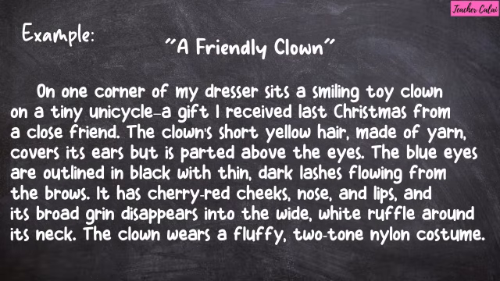On one corner of my dresser sits a smiling toy clown on a tiny unicycle, a gift I received last Christmas from a close friend. The clown's short yellow hair made of yarn covers its ears but is parted above the eyes. The blue eyes are outlined in black with thin, dark lashes flowing from the brows. It has cherry red cheeks, nose, and lips, and its broad grin disappears into the wide white ruffle around its neck. The clown wears a fluffy two-tone nylon costume.